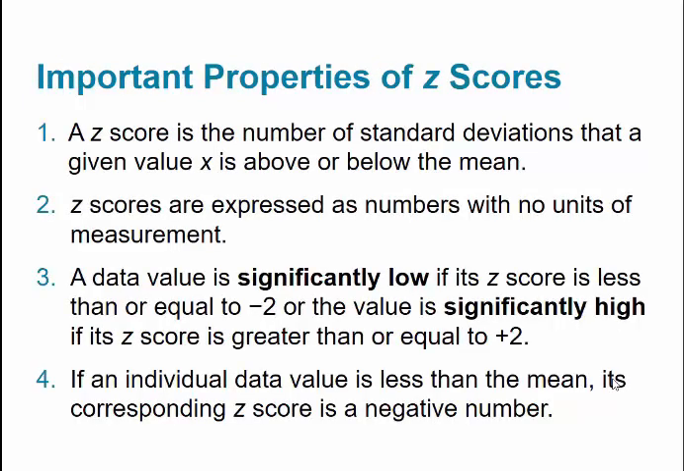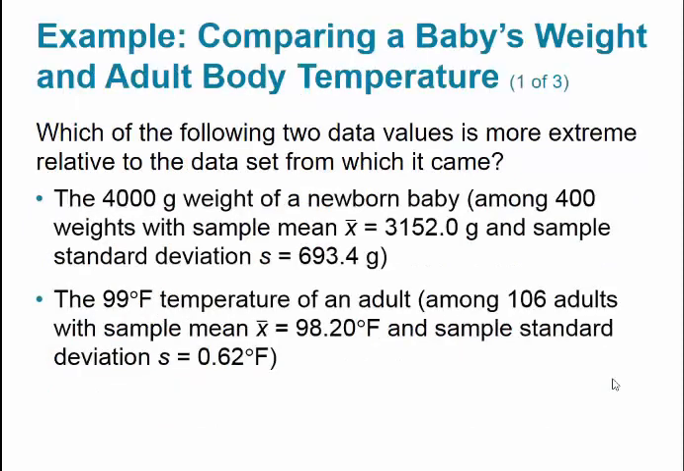Some important properties: Z-score is the number of standard deviations that a given value x is above or below the mean. Z-scores are expressed as numbers with no units of measurement. A data value is significantly low if its Z-score is less than or equal to -2, or significantly high if the Z-score is greater than or equal to +2. If an individual data value is less than the mean, the corresponding Z-score will be negative, and the opposite is also true.